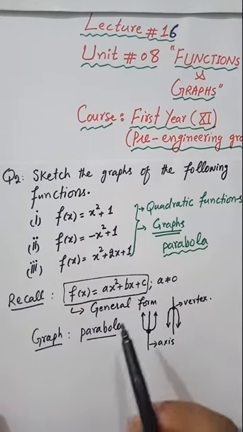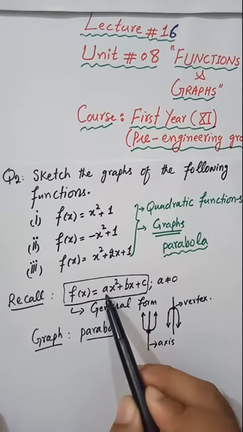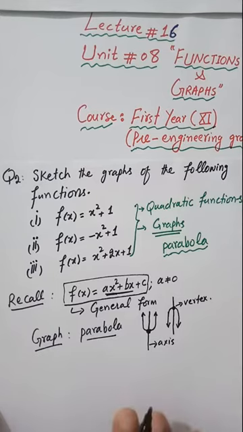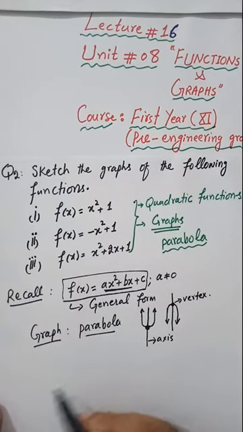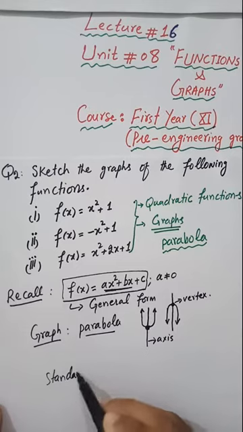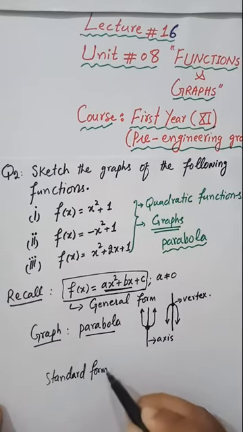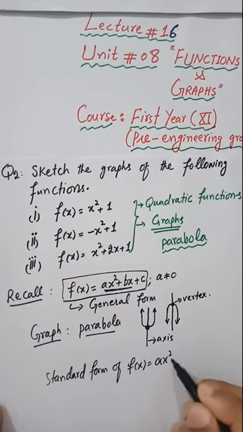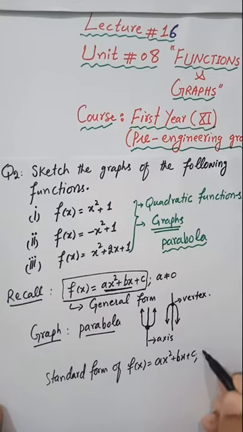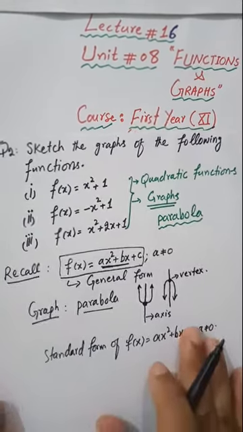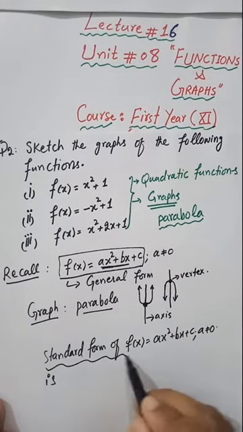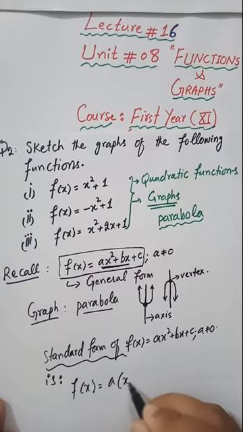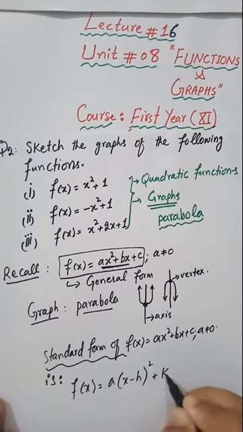How can you convert that into the standard form? We make the first two terms a complete square. We discussed that in detail in a previous video lecture. So the standard form of f of x is equal to ax square plus bx plus c, where a is not equal to 0, is f of x is equal to a times x minus h whole square plus k.